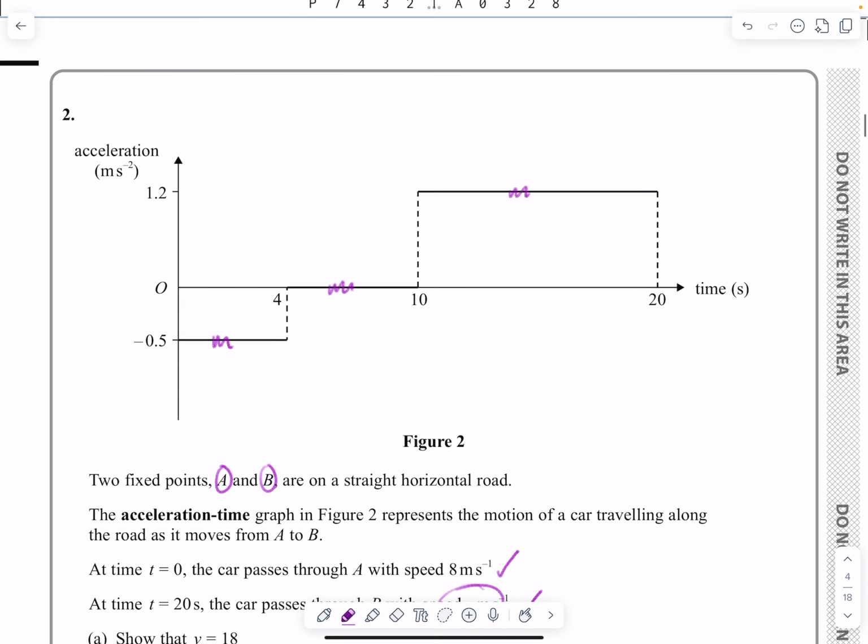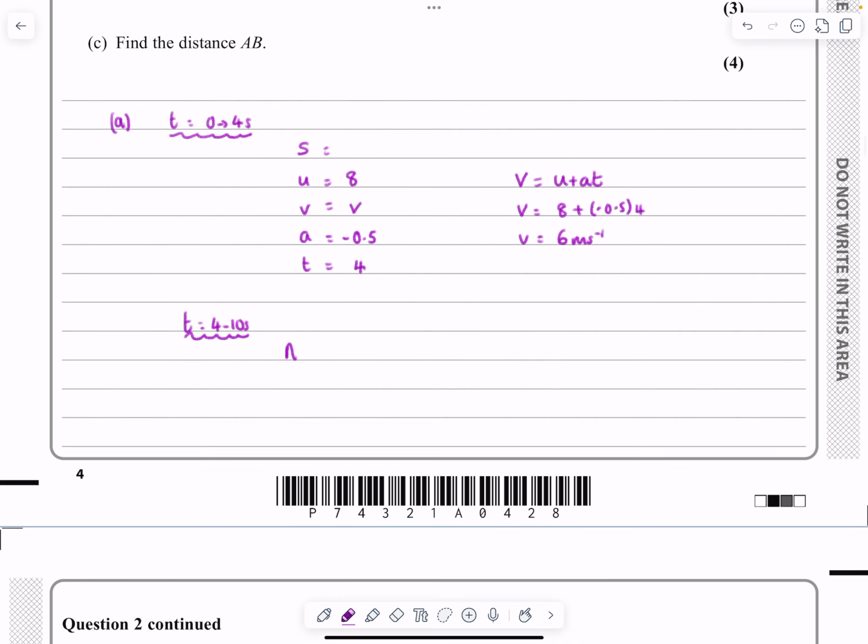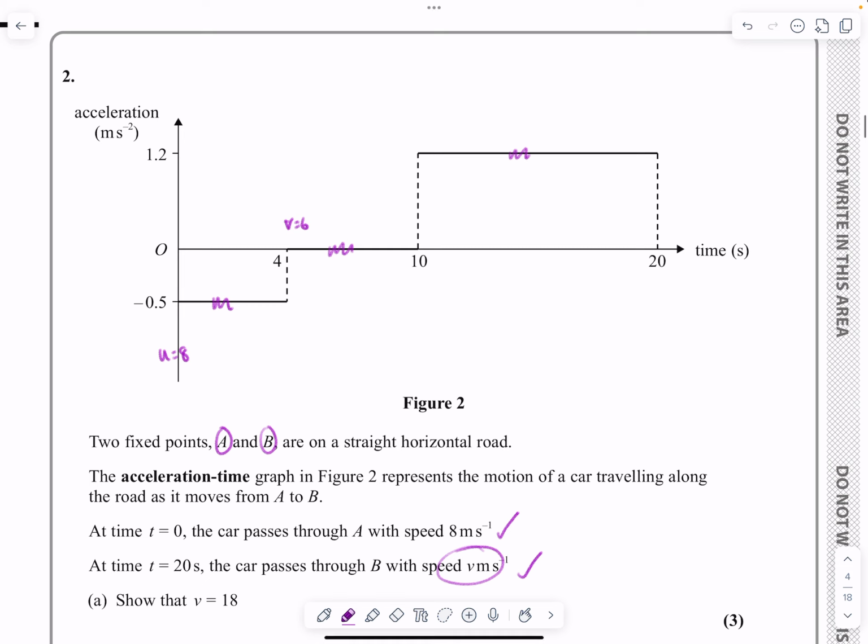So just go back up and put on here. We were traveling with u equals 8, but at this point we've got that v is equal to 6. For the second part of the journey, from 4 to 10 seconds, there is no acceleration. So if there is no acceleration, and I want to work out what the speed is at the end of that, v will be equal to u. So v will be equal to 6 meters per second at the end of that time as well. So our u here is going to be equal to 6.